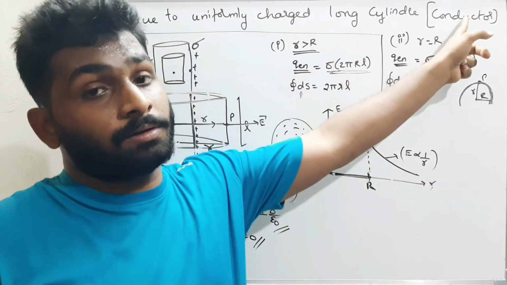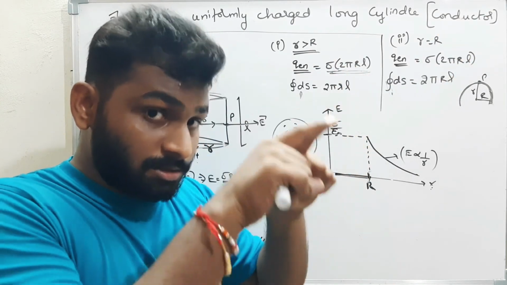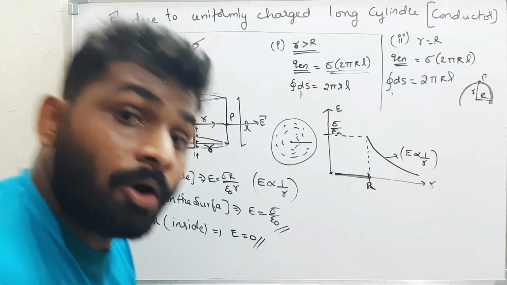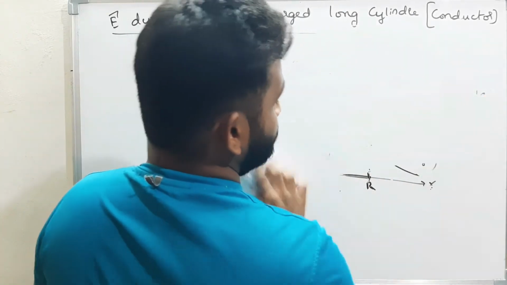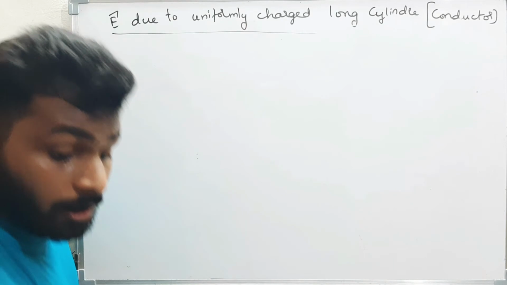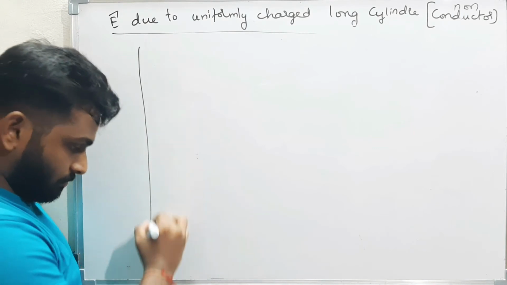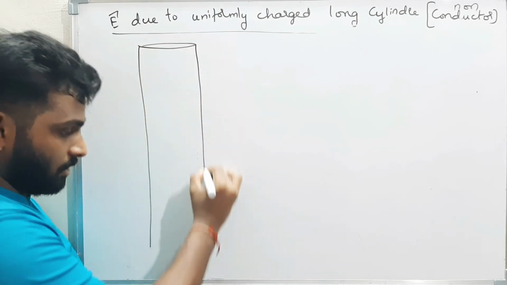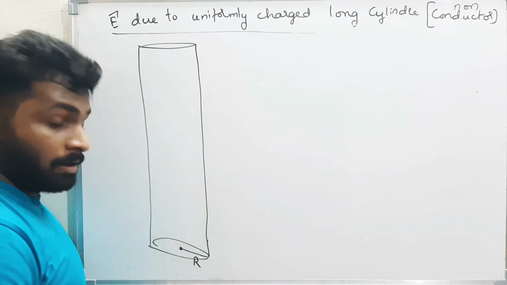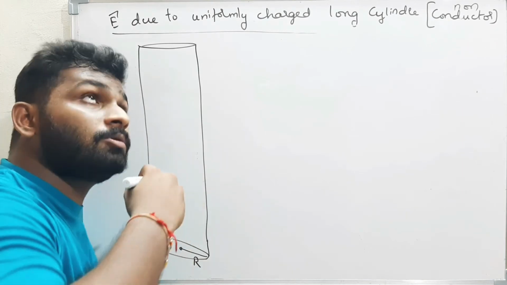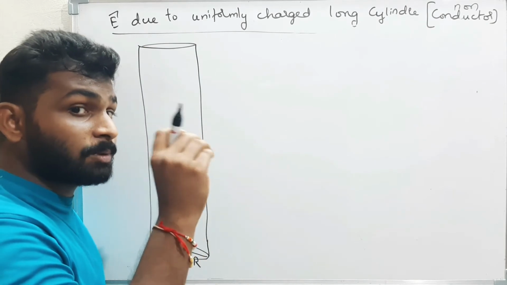This is for a conductor. That means the charge will be only on the surface. That is the reason why inside this cylinder, the charge is 0. But if I am assuming a non-conductor, now this is important. Now if I assume a non-conductor, then this is a cylinder of radius capital R. Now the charge will be spread throughout the body, not only on the surface, it will be everywhere inside the body also. That means the charge is spread throughout the volume.